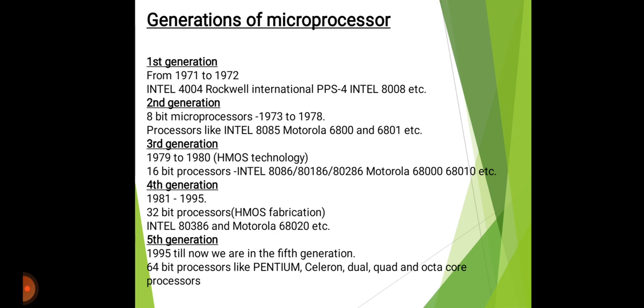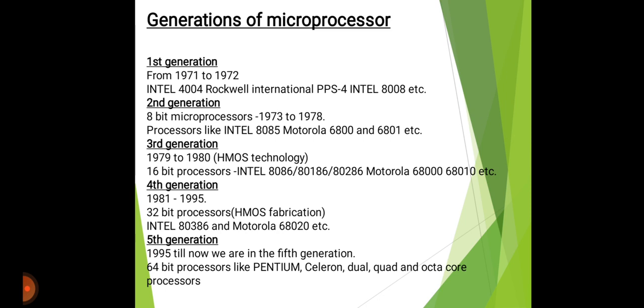In that, first generation microprocessors were introduced in the year 1971 to 1972. The instructions of these microprocessors were processed serially. They fetch the instruction, decode and then execute it. First generation microprocessors are Intel 4004, Rockwell International, the series PPS-4, Intel 8008, etc.